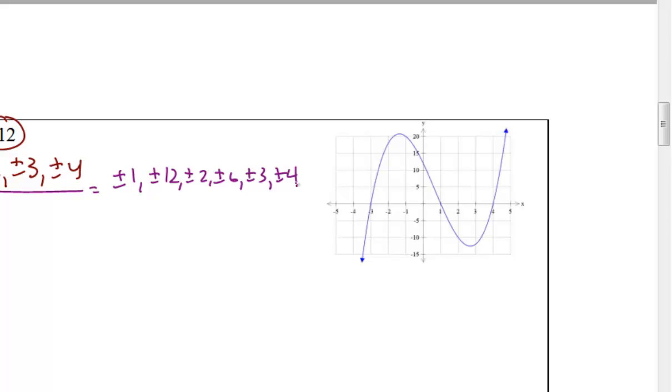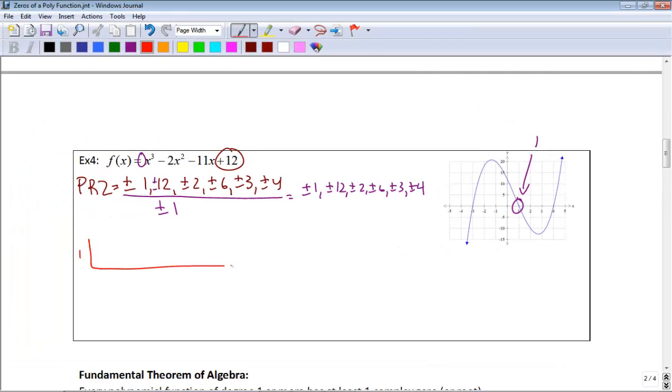Which one of them are actual zeros? Well, let's look. Do I have a plus or minus 1? Looks like I have a positive 1 as a 0 here. So let's try synthetically dividing by 1. So 1 on the outside, and then we have cubed, squared, linear, and constant. So 1, negative 2, negative 11, and 12. Bring down your 1, multiply, add down, multiply, add down, multiply, add down. Great. So 1 is a 0 of my polynomial.